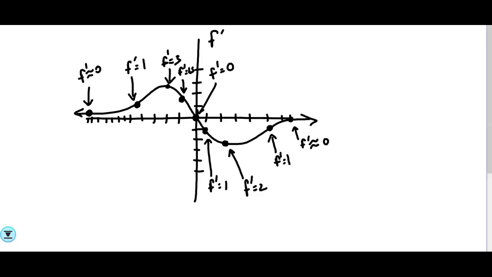Now when f prime is 0, that means f is flat. So f is going to be flat right about there. Here, f is going to be increasing. And then here, f is going to be increasing again, but a little bit more steeply because it's a bigger number. Here, f is still increasing because the slope is positive. F prime is positive, therefore f has a positive slope, which means increasing, but it's not as big of a slope as this. So it's a little bit flatter.